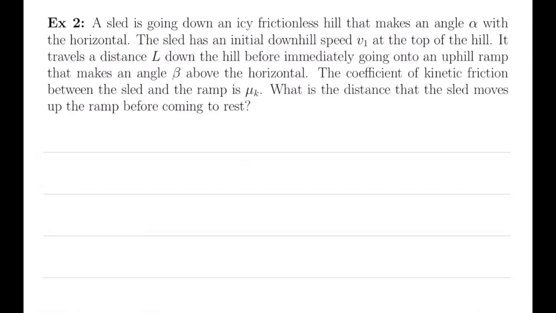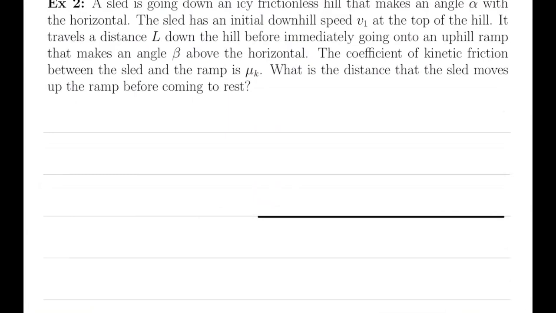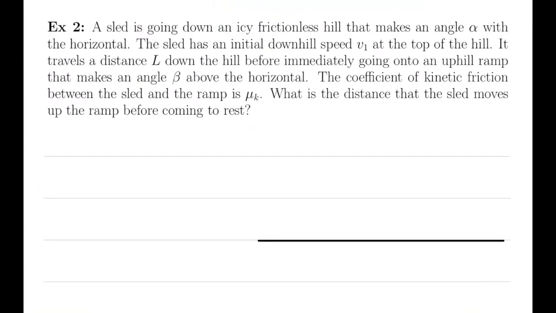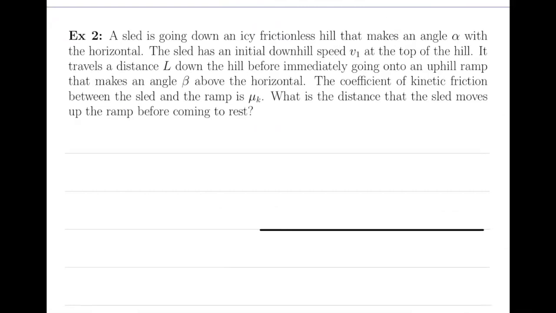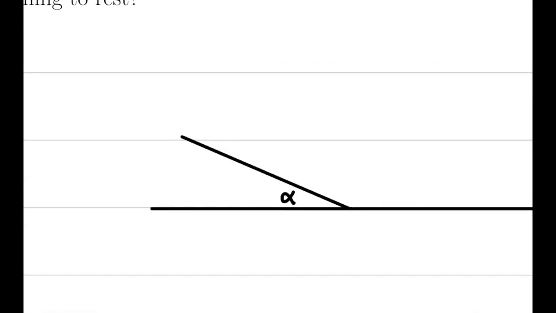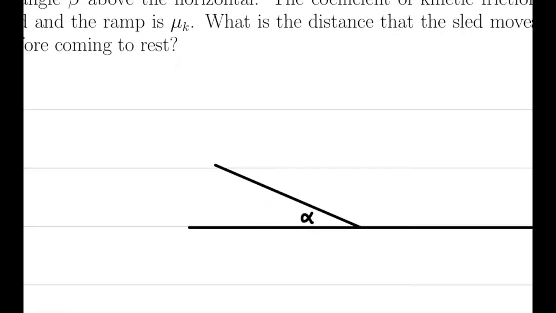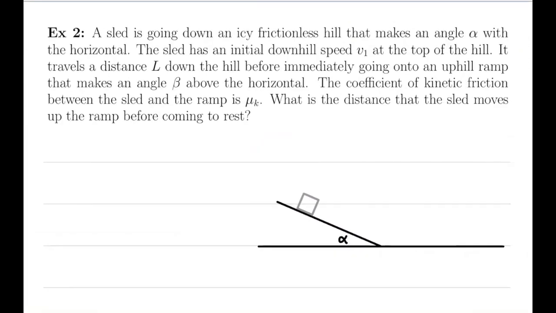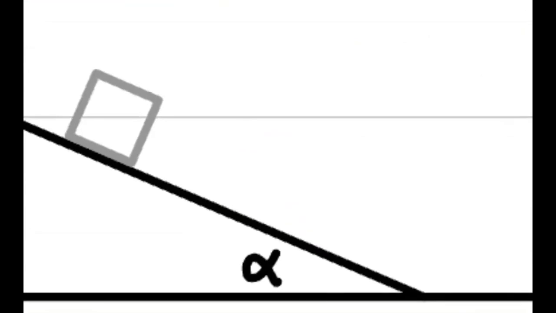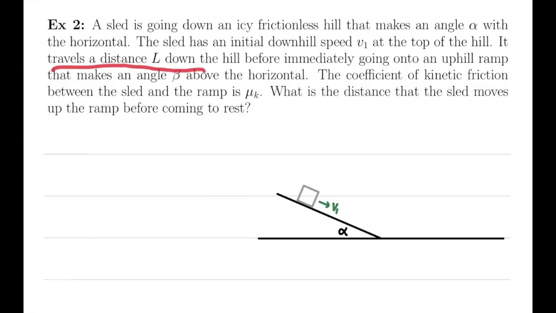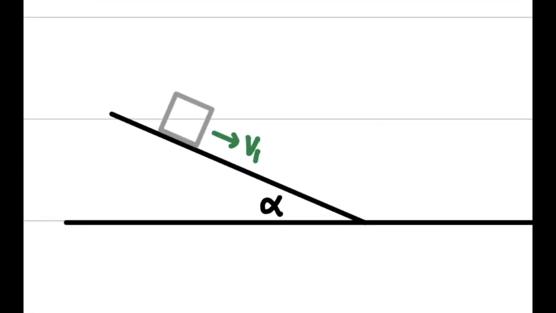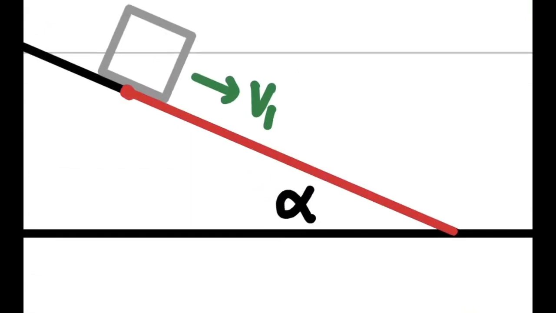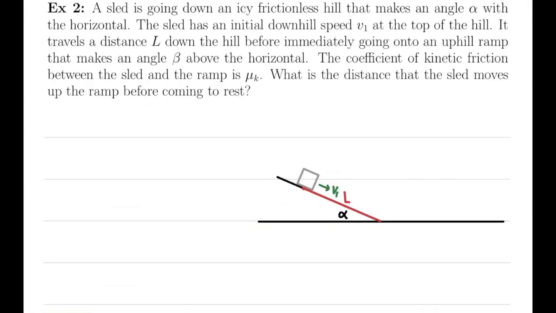All right. So let's draw a picture. So it's going down an icy frictionless hill that makes an angle alpha with the horizontal. So that looks like that. And let me draw the sled. I'm going to draw it as a box. It can be anything. And the sled has an initial downhill speed v1 and it travels a distance L down that hill. So from this point down to here, that is L.